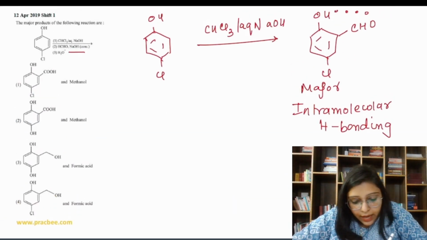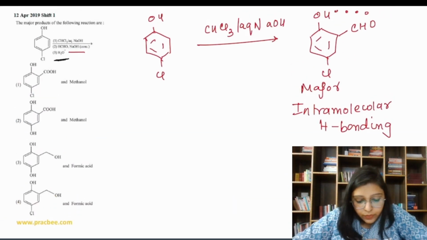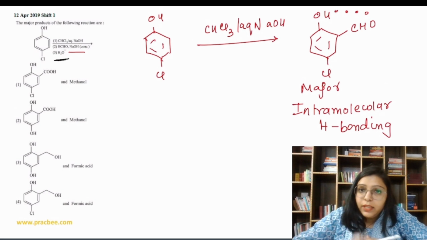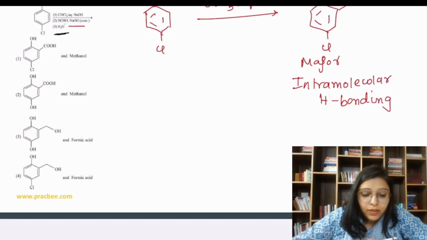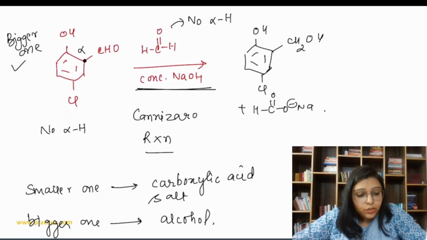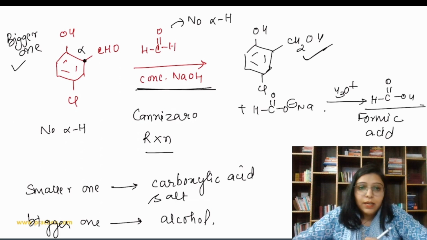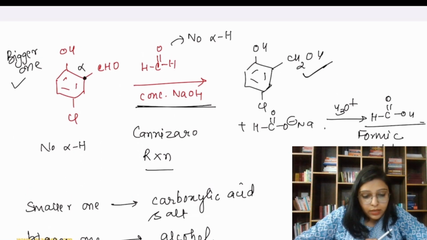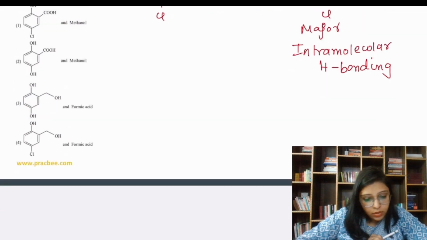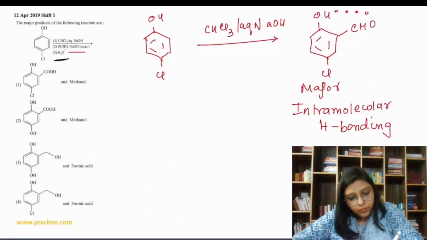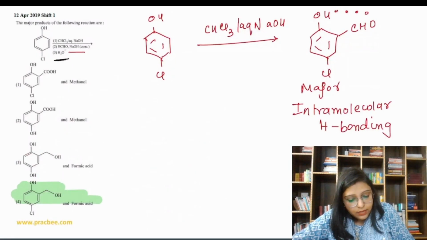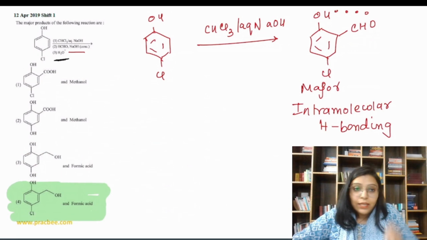Now next one is H3O positive and heat, right? HCHO, NaOH, and then we have H3O positive. So in H3O positive, this carboxylic acid salt is converted to formic acid. Okay? So we get formic acid and this as the answer. So let us find the correct option. So OH, CH2OH, Cl, and formic acid. So as per our answer, option 4 is going to be the correct answer.